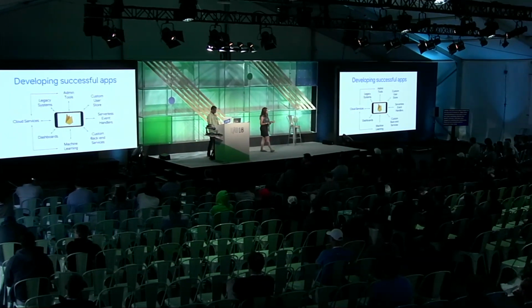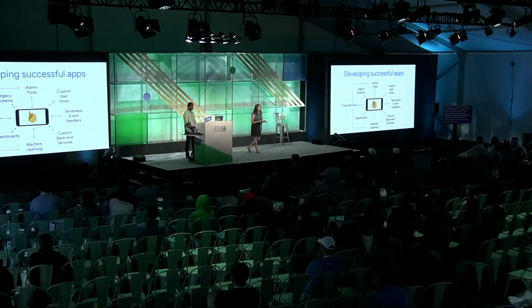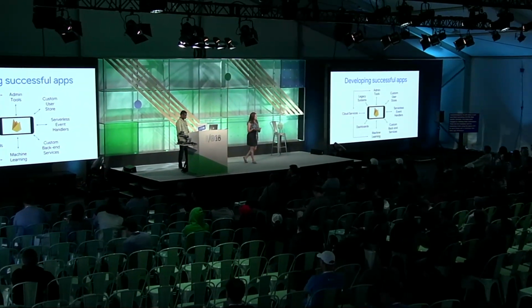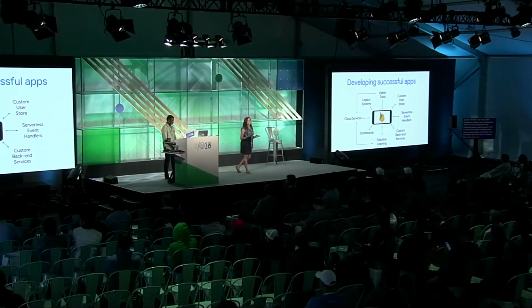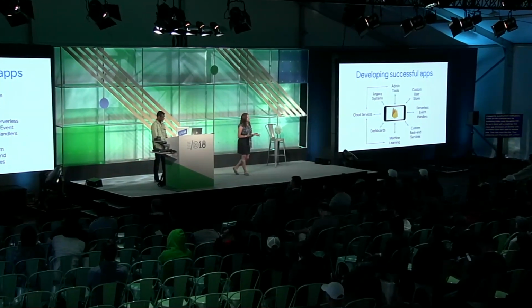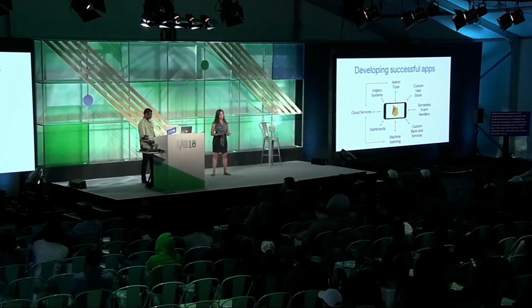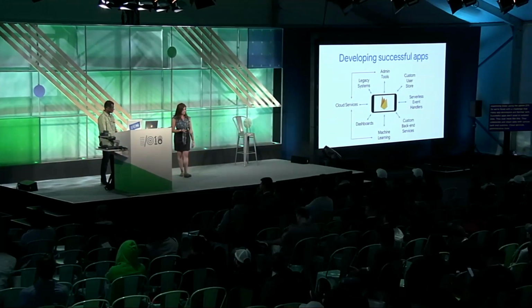So we're faced with a challenge that many app developers are familiar with. Successful apps do not exist in isolated silos. They look a lot more like this. They often collaborate and share data with various backend systems, cloud services, machine learning models, administrative tools, and legacy systems. So rather than just your little app in the middle, there's a lot more going on.